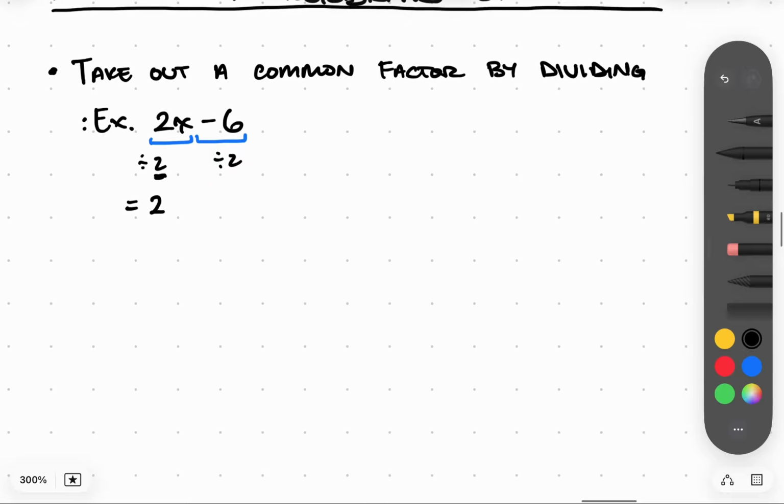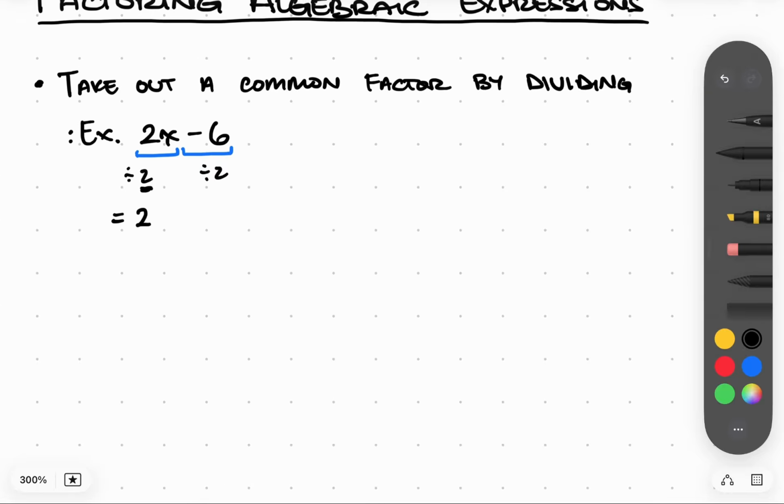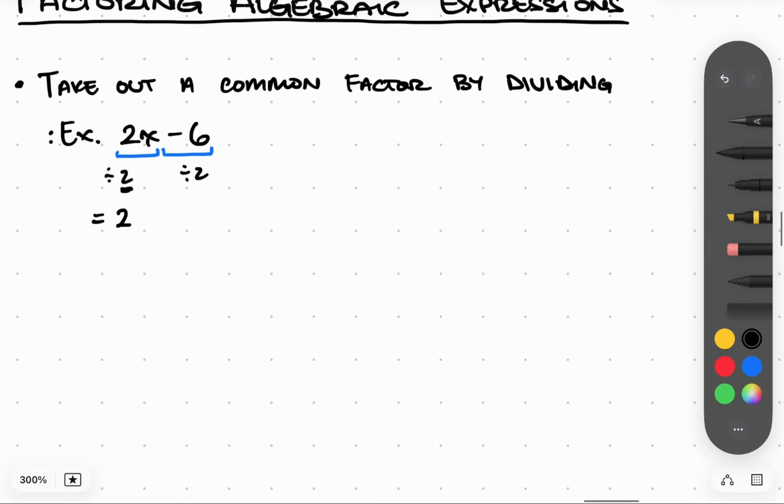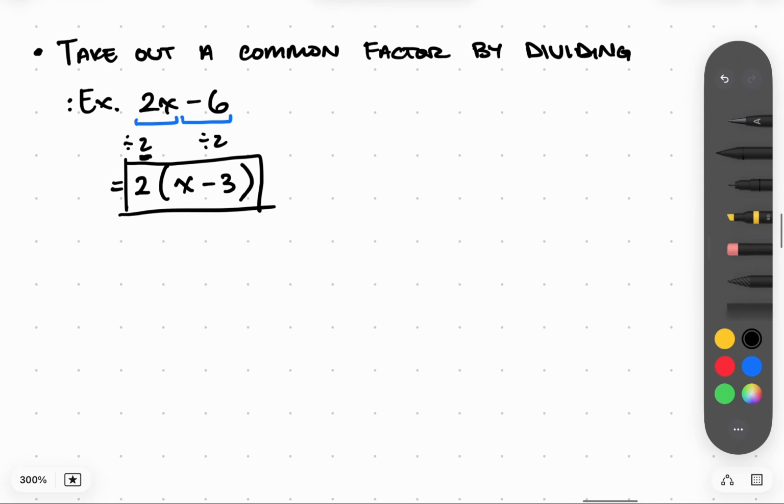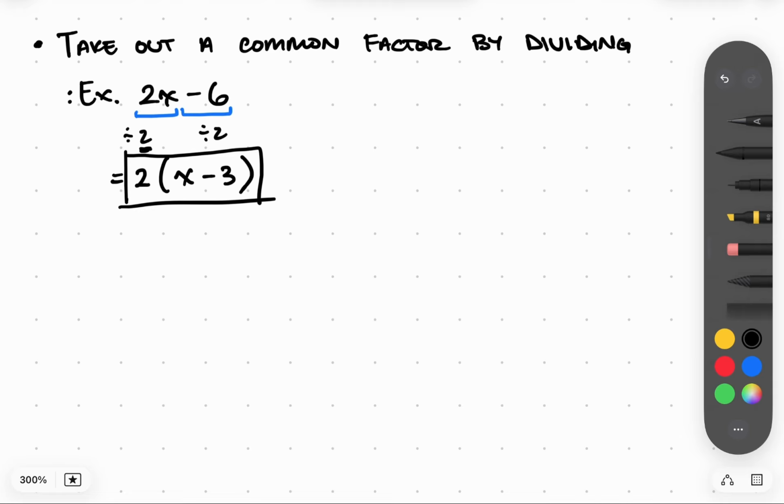So in other words, if I have the 2, I take out the 2, and then I'll put the parentheses. Now, from each term, I have to divide it by 2. So 2x divided by 2 is 1x, or just x. And then negative 6 divided by 2 is negative 3. And that is what your answer is going to look like. Okay, so you could try this with another example.